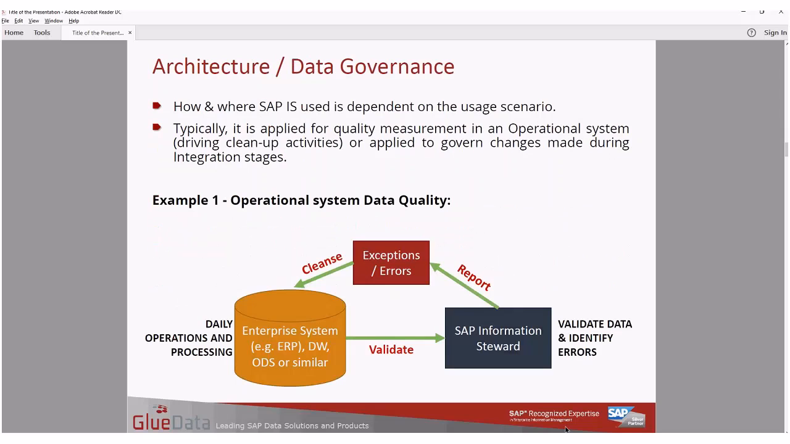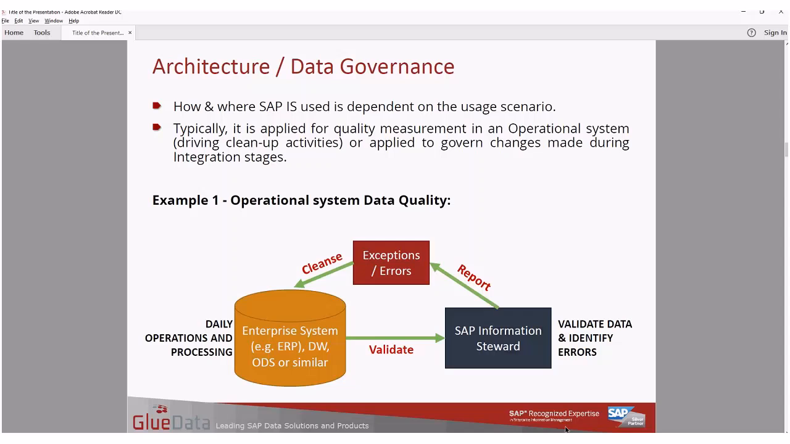Okay. So touching on architecture and data governance, we need to see where Information Steward fits. It's how and where Information Steward is used that's important here, and that's very much dependent on what I call the usage scenario, let's say. So these scenarios are customer specific. I mean, it changes. You have different organizations operating in different industries. Rules for healthcare is not the same as rules for oil and gas. The governance is also different in a financial institution as opposed to a manufacturing institution, regulations, etc.